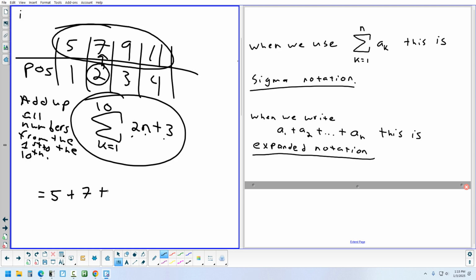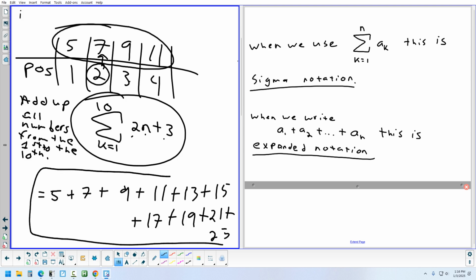Let's keep going till we get to the 10th one. What if I plug in 3 for n? I get 9. When I plug in a 4? 11. And a 5? 13. And 6? 15. And 7? 17. And the 8? 19. And the 9? 21. And we need one more. When you plug in 10, you get 23.